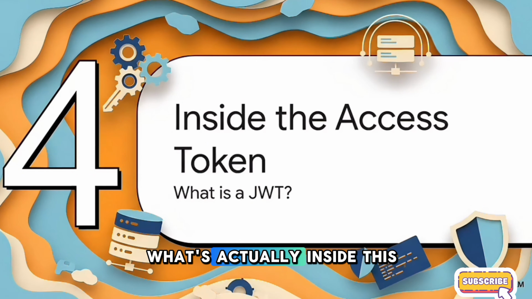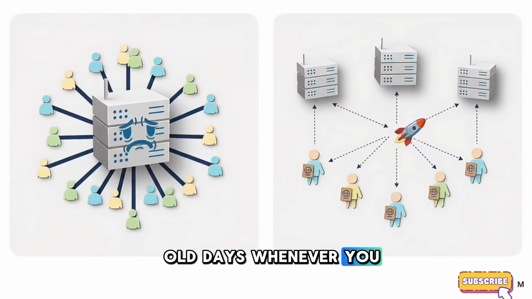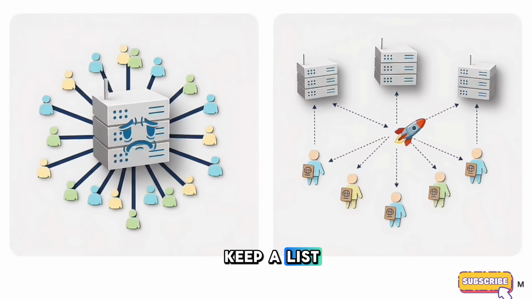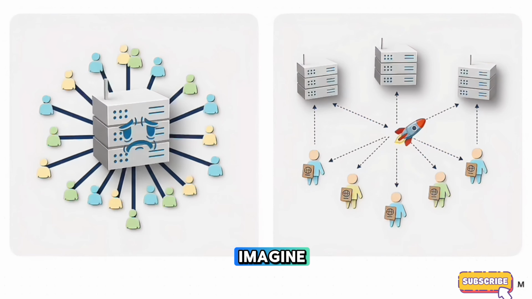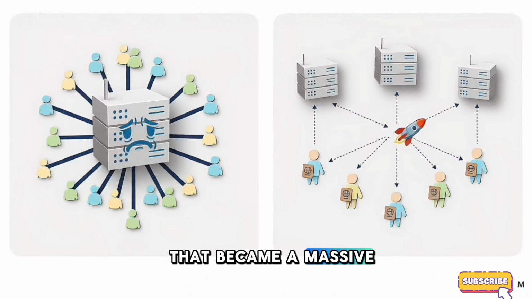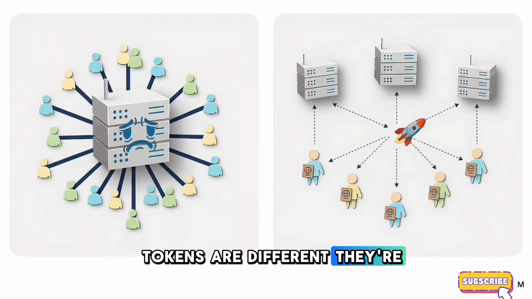Like, what's actually inside this thing that makes it so powerful? Okay, let's pop the hood and take a look. Well, back in the old days, whenever you logged in, the server had to keep a list. It had to remember every single person that was logged in. We call that stateful. And as you can imagine, for huge websites with millions of users, that became a massive headache. Tokens are different. They're stateless.